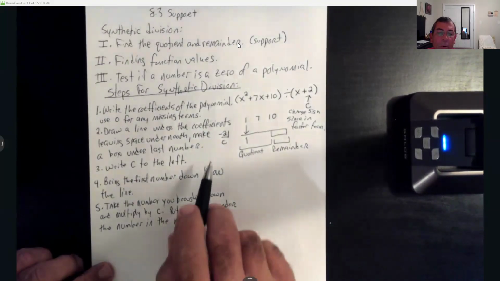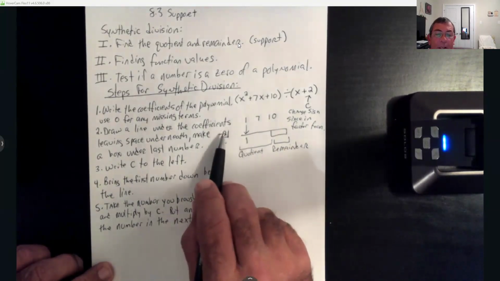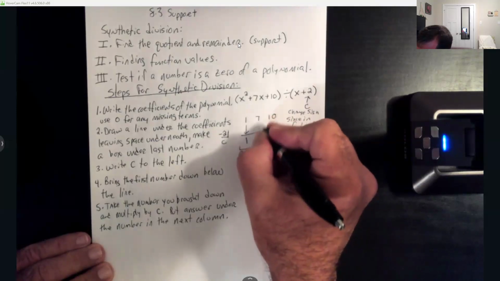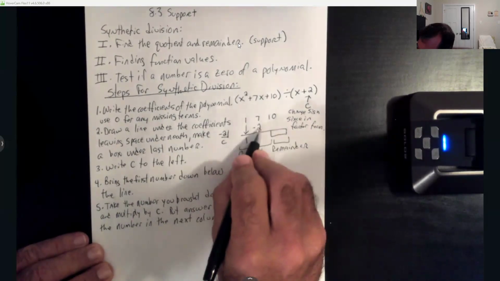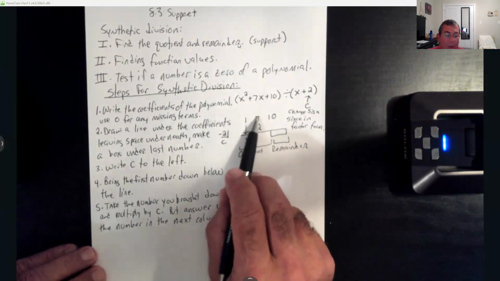All right, y'all, so watch what we're going to do. This number I just brought down, I'm going to multiply by C. So 1 times -2 is -2. So I put that in the next column under the number. Now I've got a full column here.